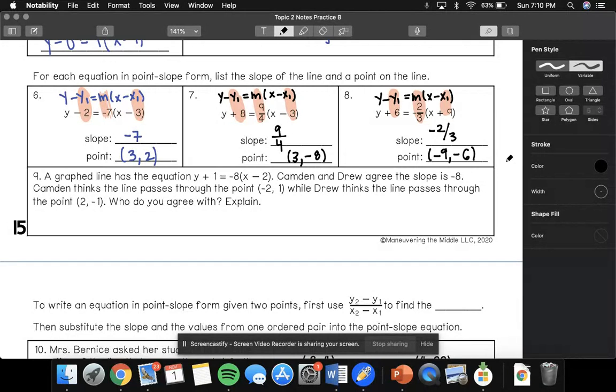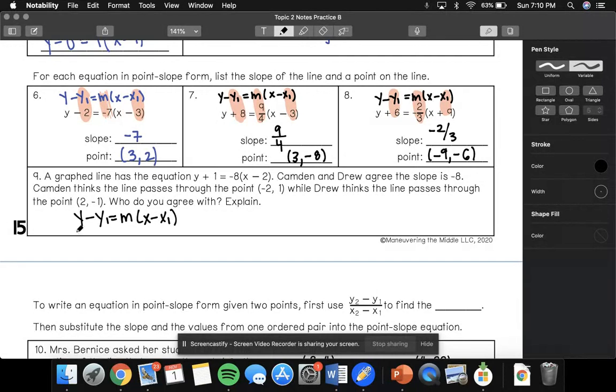All right, number 9, a graphed line has the equation y + 1 equals -8 parentheses x minus 2. Camden and Drew agree the slope is -8. Camden thinks the line passes through the point -2, 1, while Drew thinks the line passes through 2, -1. Who do you agree with? Explain. Okay, so I'm going to write the form.